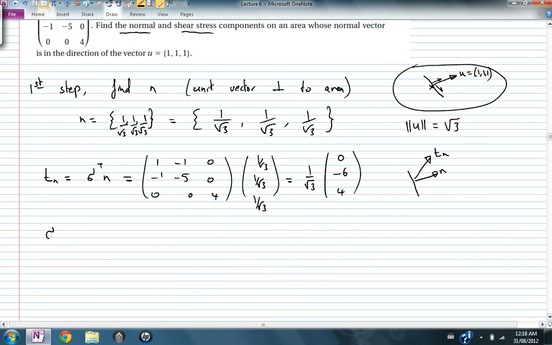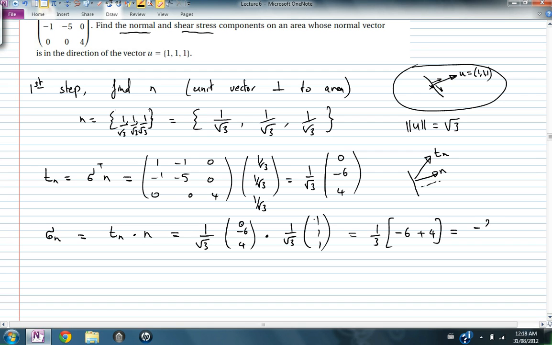To find the normal stress, which is the projection of Tn on n, I'm going to take the dot product between Tn and n. Well, Tn is 1 over square root of 3, 0, negative 6, 4. Dot n is 1 over root 3, 1, 1, 1. Taking the dot product means multiplying each component by the corresponding component, and multiplying 1 over root 3 by 1 over root 3, you'll get 1/3, multiplied by negative 6 plus 4, which is equal to negative 2 over 3.